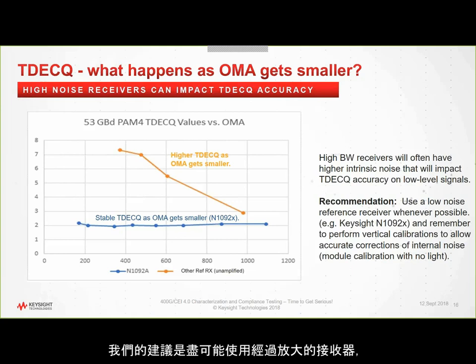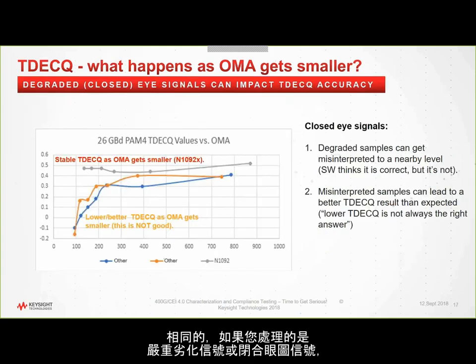So our recommendation here is to use an amplified receiver if possible, or a receiver with very good sensitivity. And don't forget to perform that module calibration, because that allows the instrument to then back out that intrinsic noise from the measurement itself.